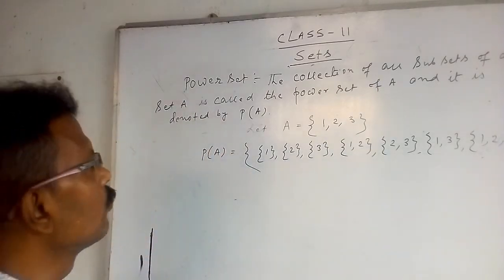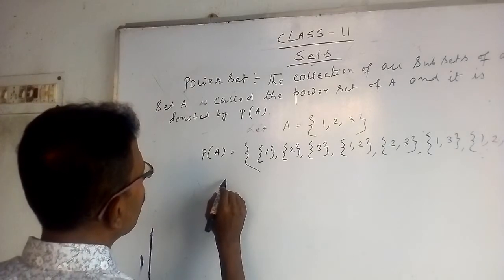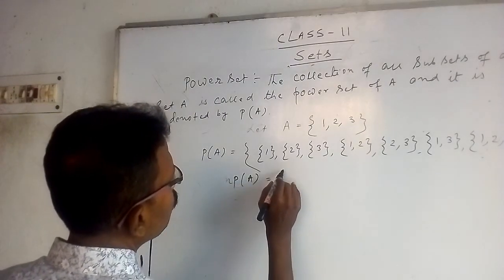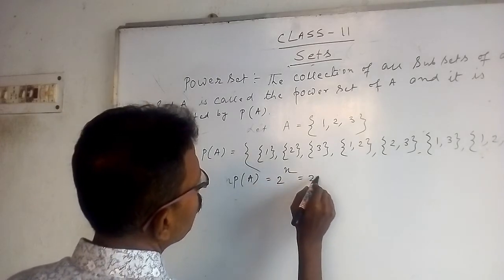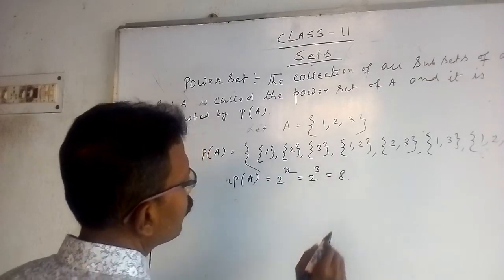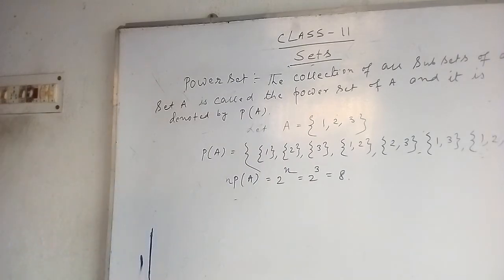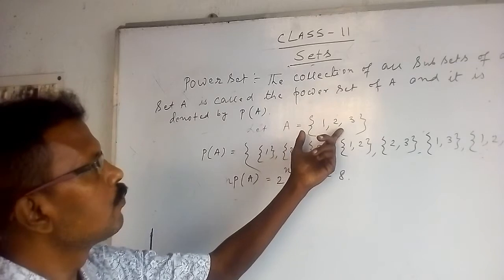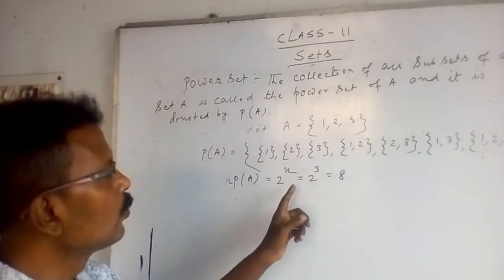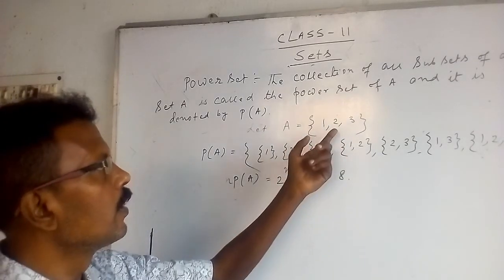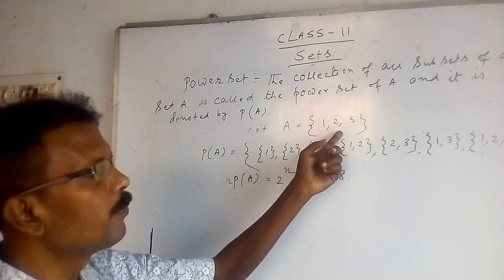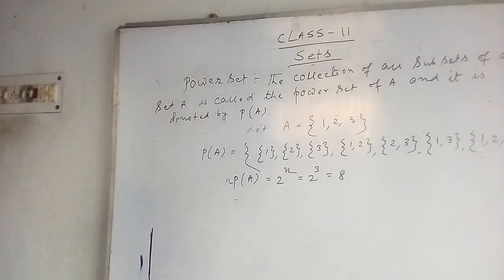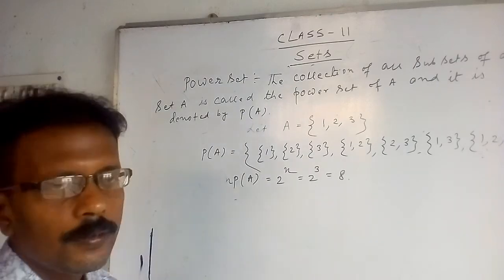Now there is a formula to find the number of subsets, that is, the cardinal number of P(A) is equal to 2 to the power n. That is, 2 to the power 3 is equal to 8. If the number of elements is 4, then 2 to the power 4 is 16. If the cardinal number is 5, then 2 to the power 5 is 32. Okay.